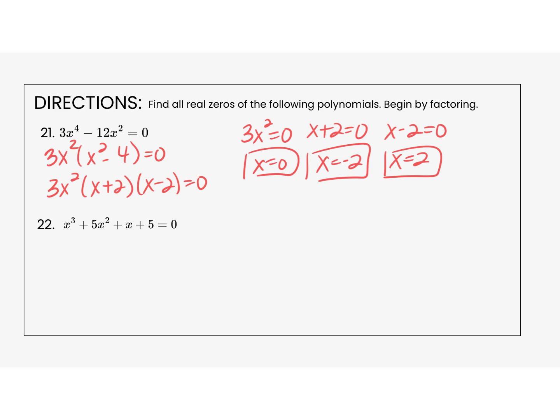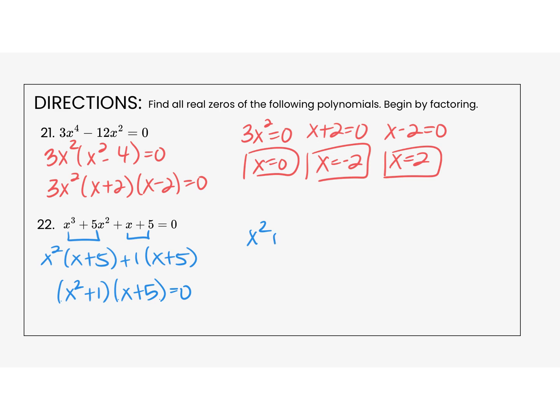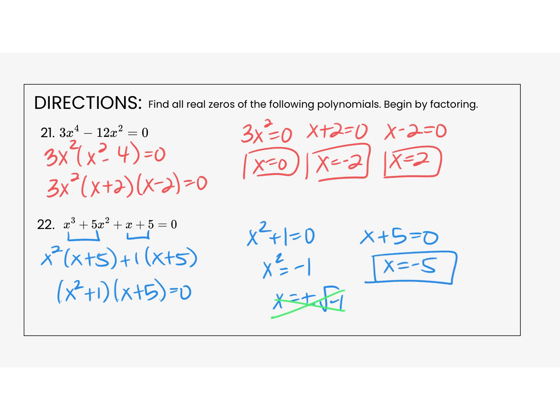Last one, 4 terms. We're thinking grouping. First group, x squared. That leaves me with x plus 5. Second group, the GCF is 1. So I get x squared plus 1 times x plus 5. Set each factor to 0. Can't have the square root of -1. So I get x equals -5 as my answer.